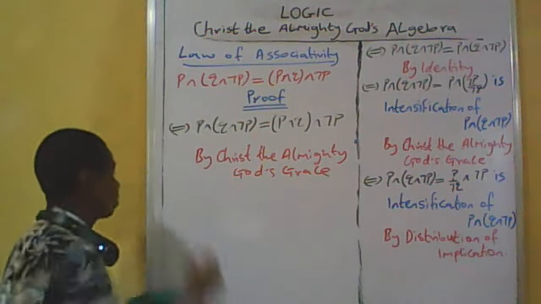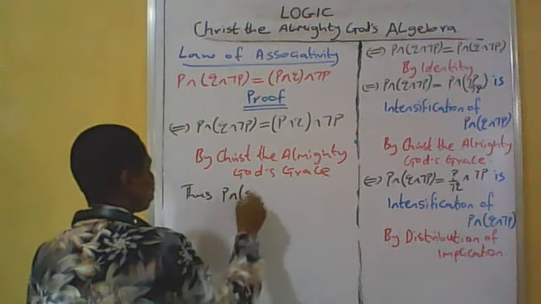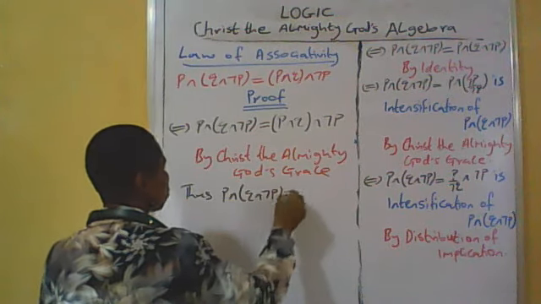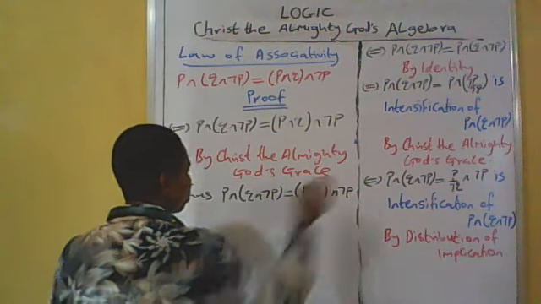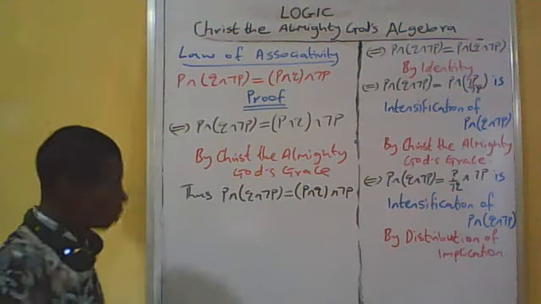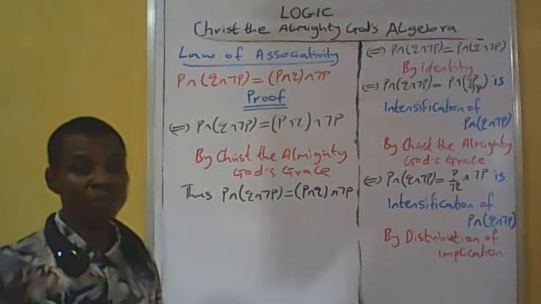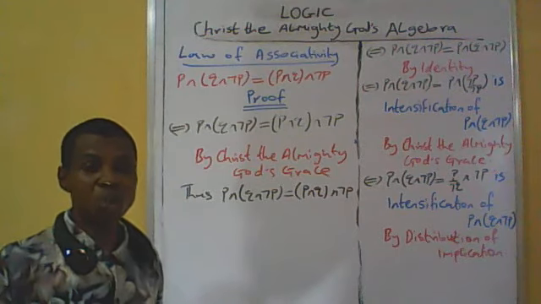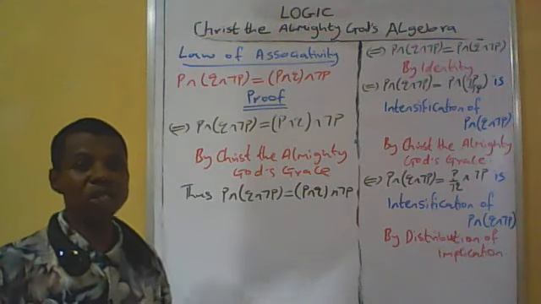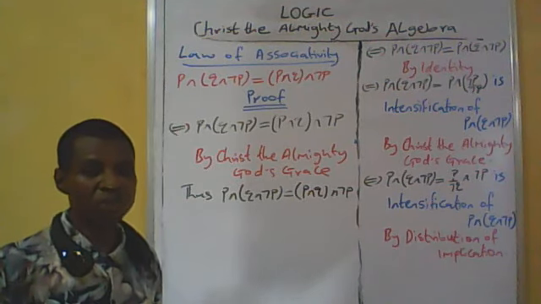We say thus P and bracket Q and not P is equal to bracket P and Q and not P. So we're going to prove the converse. So by the principle of essentiality, we then establish that P and bracket Q and not P is equal to bracket P and Q and not P is law of associativity by conjunctive statement.